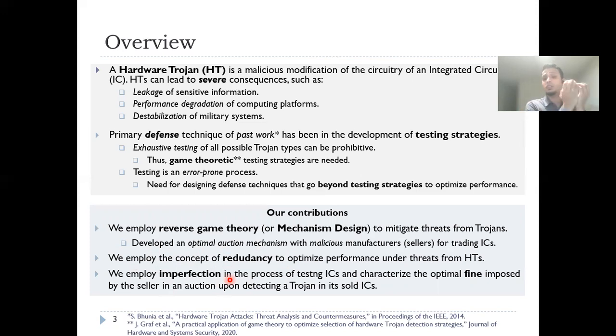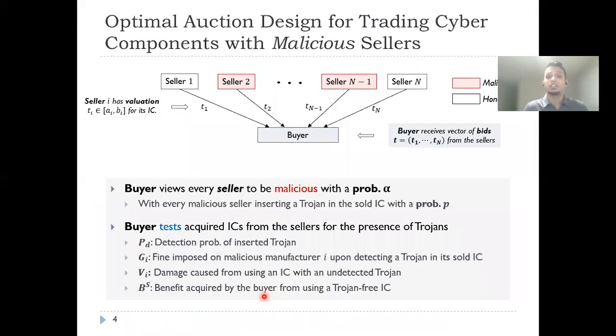As we know, when we are trying to test these ICs, with a certain probability the test will be successful. We have considered such circumstances also. And taking such circumstances into account, we also characterize the optimal fine imposed on the seller upon detecting a Trojan in its sold IC. So with that, let's jump into our system model, what we have done.